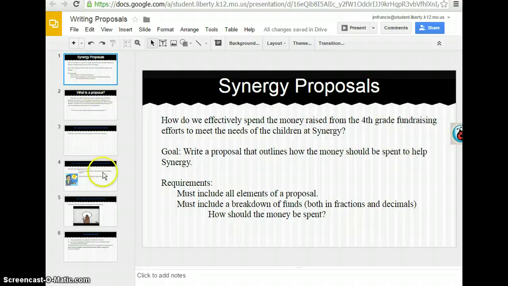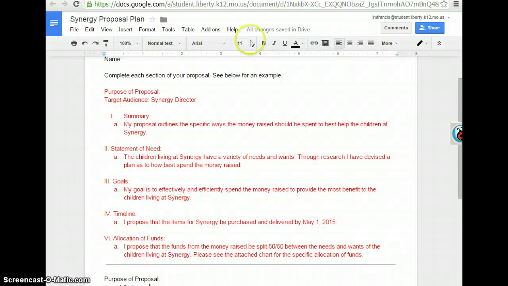Okay? When it comes time for the allocation of the funds step, which is your last step, however you want to display this. So if you want to use pictures, if you want to use a pie chart, if you want to use a graph, okay? These proposals are going to be introduced to the Synergy director, and they're going to make a decision as to, hey, you know, this is great. This looks like the best way to spend our money. Okay? So if you look again here, you have steps to follow.